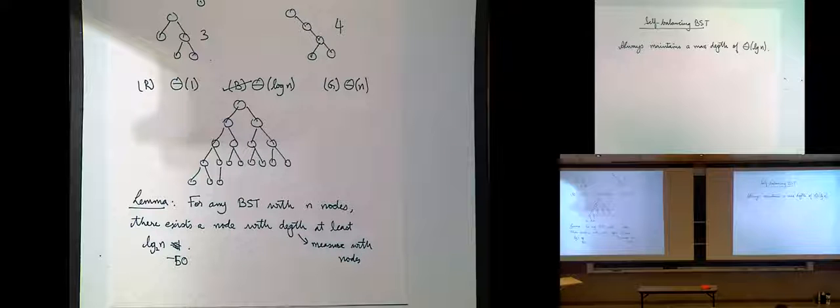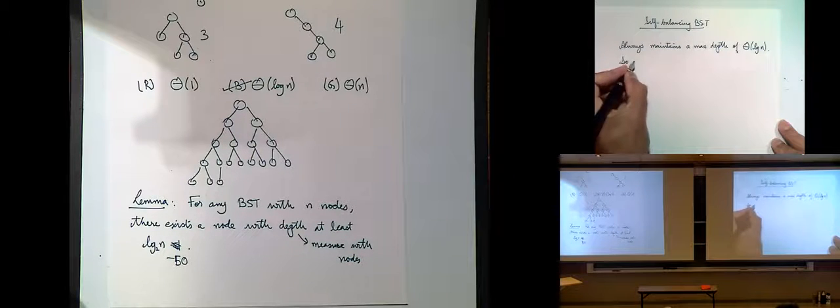So for these trees, they're not going to maintain the depth being exactly log base 2 of n. They're going to be somewhat worse than that. But it's going to be at most like 5 times log n. So there is some constant even in the depth.